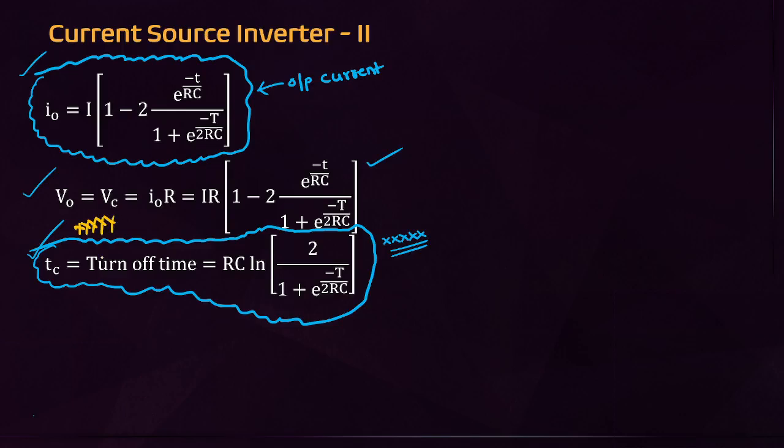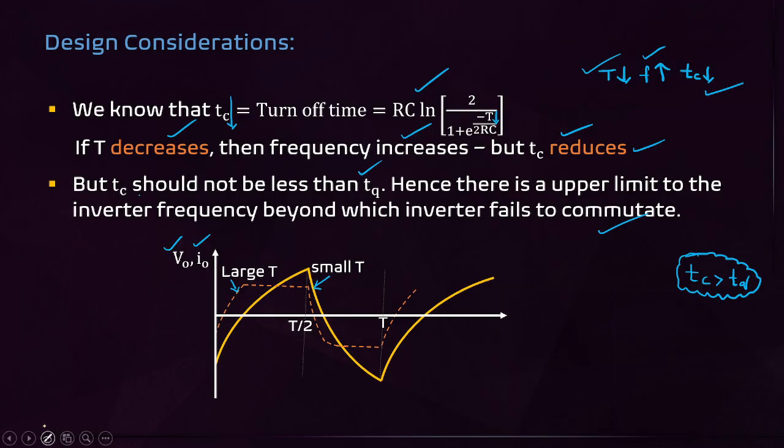Single phase capacitor commutated current source inverter. Turn off time equals RC into ln of 2 by 1 plus e power minus T by 2RC. The approximate formula is RC into ln of 2.